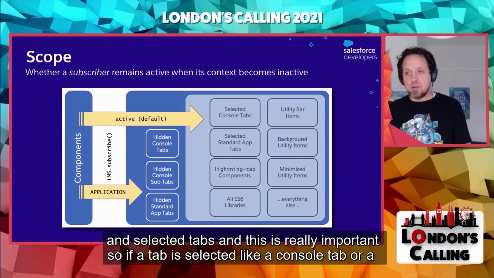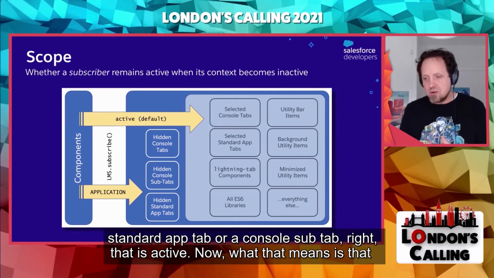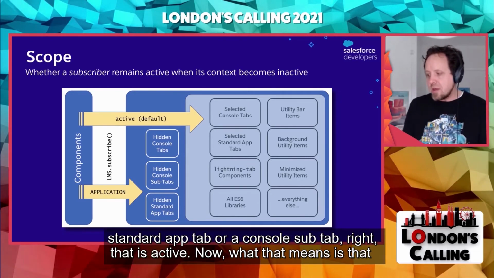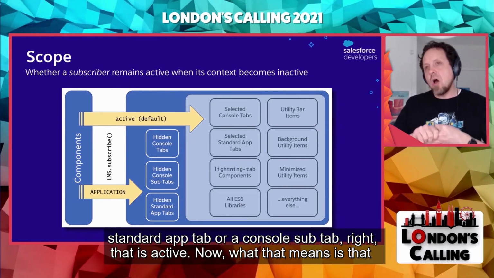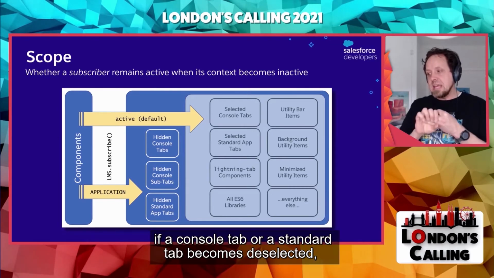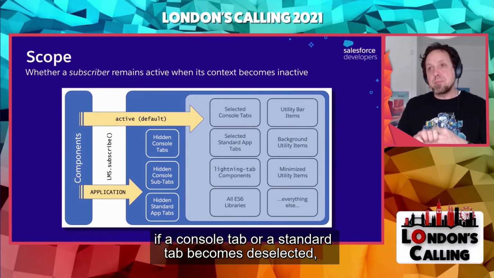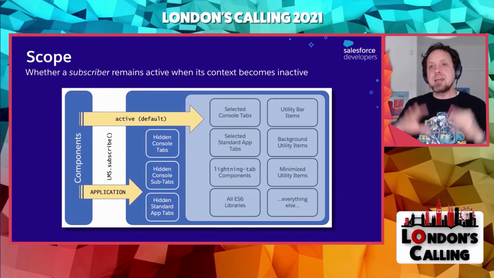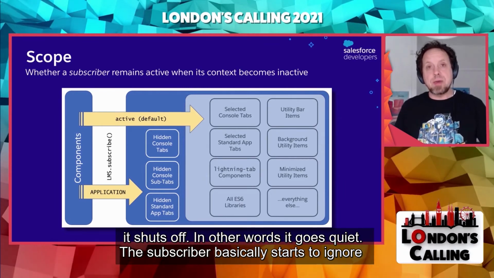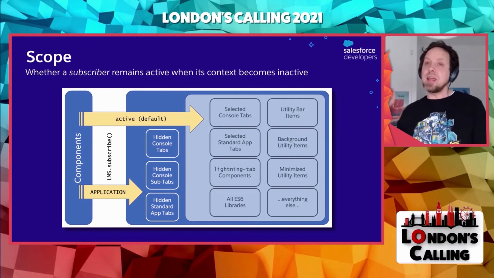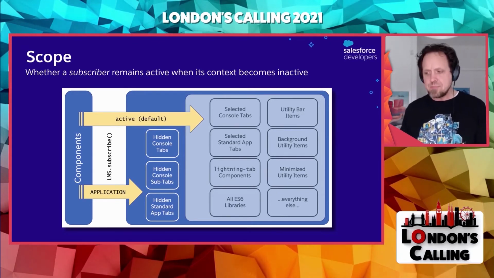And this is really important. So if a tab is selected, like a console tab or a standard app tab or a console sub tab, that is active. Now, what that means is that if a console tab or a standard app tab becomes deselected, it shuts off. In other words, it goes quiet. The subscriber basically starts to ignore anything. It sort of temporarily unsubscribes would be another way of thinking about it.